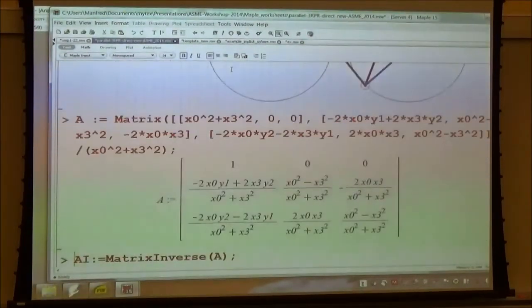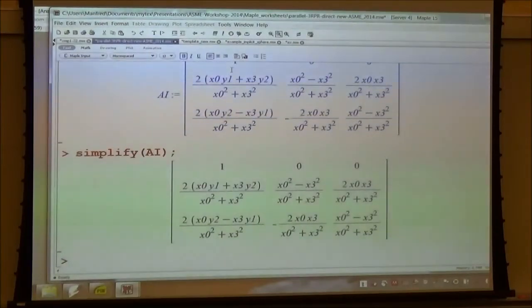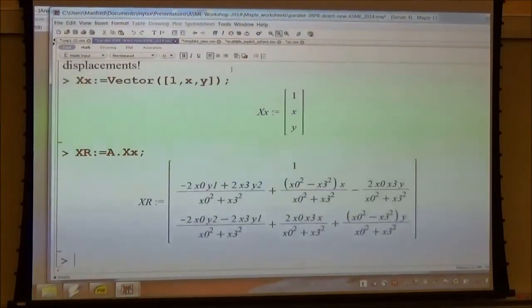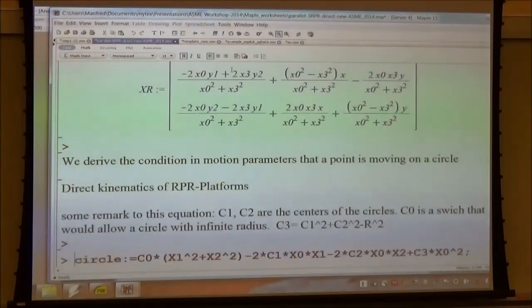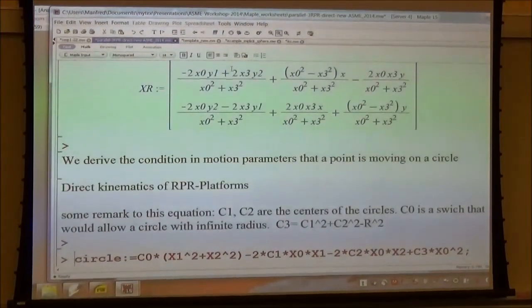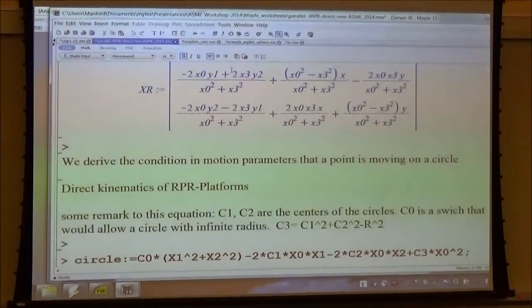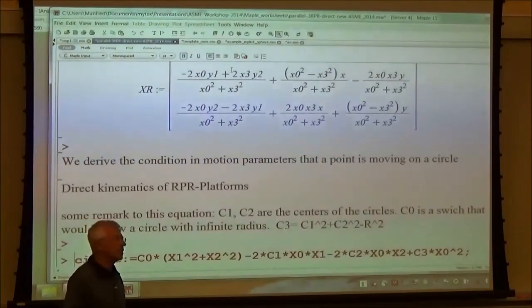Okay. This is the matrix you have seen before. This is the transformation matrix, the parametrization. And this is now deriving the circle constraint equation, just as Jeff was doing in the morning. This is the circle here in the fixed system. And by the way, I have set up this worksheet so that you can use any thinkable manipulator of this type. You could also use a circle of infinite radius.